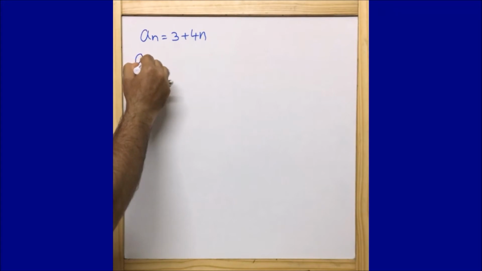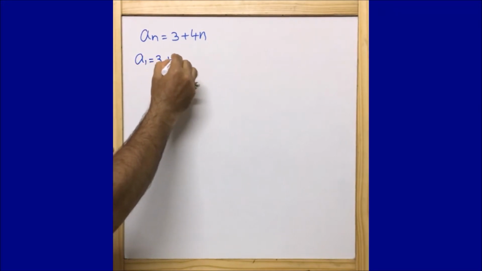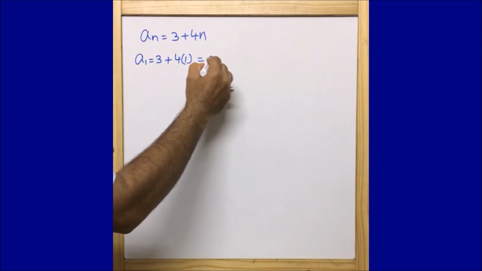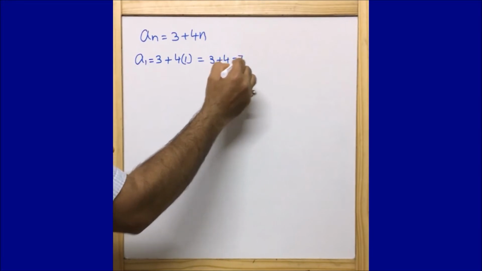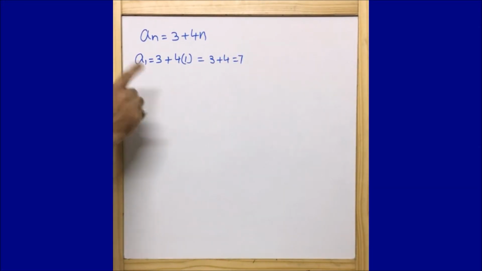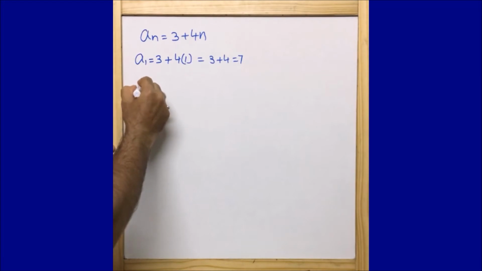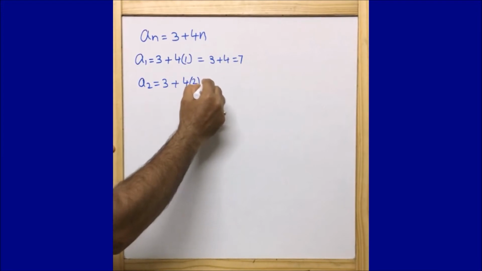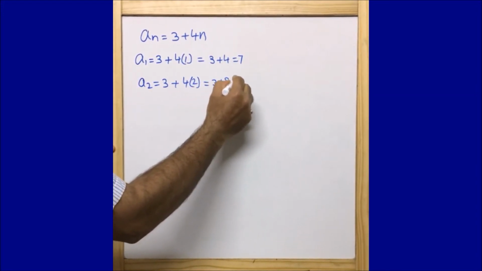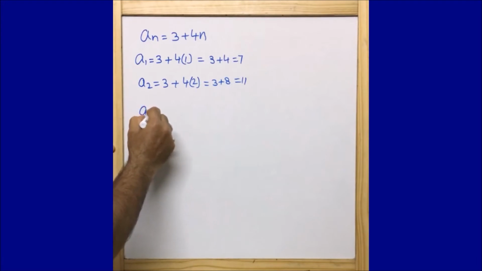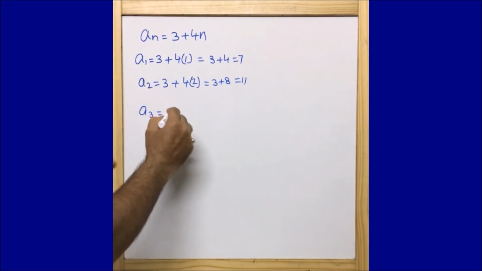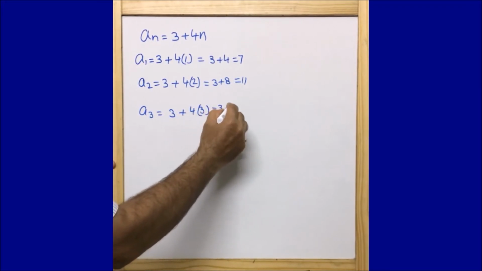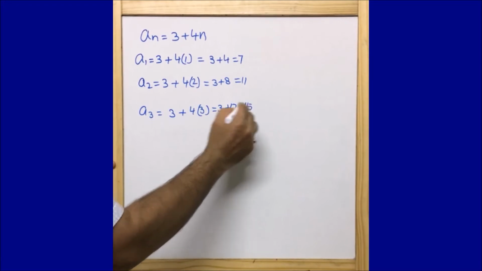So a1 is equal to 3 plus 4 into 1, that is equal to 3 plus 4, that is equal to 7. So guys, we got the value of a1 as 7. Now similarly, when n is equal to 2, a2 is equal to 3 plus 4 into 2, that is equal to 3 plus 8, that is equal to 11. a3 is equal to, when n is equal to 3, 3 plus 4 into 3, that is equal to 3 plus 12, that is equal to 15.